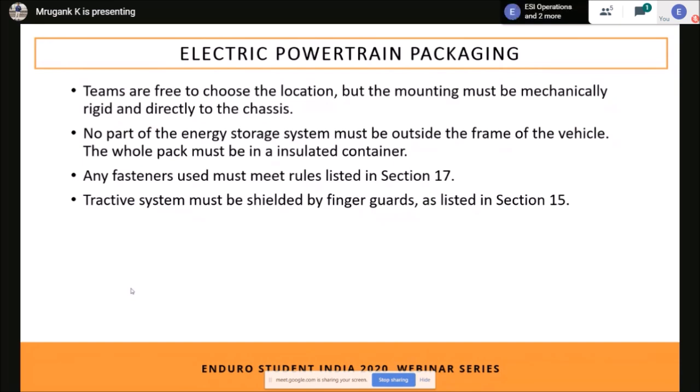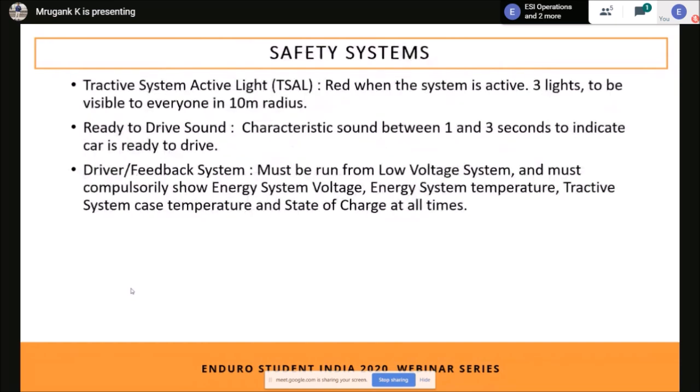Now moving on to the next slide, that is regarding the safety systems. There are three main safety system points to be discussed. The first is the tractive system active light, the TSAL as we call it in the rulebook. These are actually three lights that must be positioned around the car as per the team's wishes. The requirement is that from any direction in a 10-meter radius circle, at least one or more of the red lights must be visible. The light is supposed to switch on when the tractive system is active.